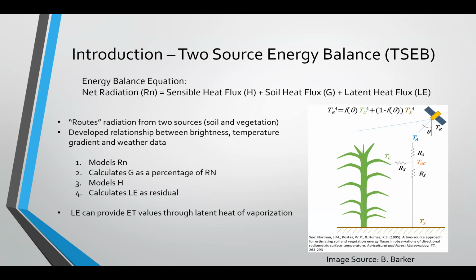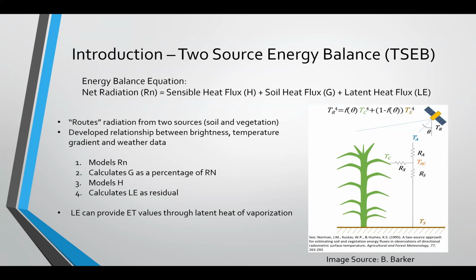So the model that I worked on trying to prepare data for is the two-source energy balance model. It quantifies ET through an energy balance, not through a water balance. The energy balance is at the top of the screen there: net radiation equals sensible heat flux plus soil heat flux plus latent heat flux. Sensible heat flux is the energy that is transferred from the surface into the atmosphere. Soil heat flux is the energy that's transferred from the surface down to lower layers. And then latent heat flux is the latent heat of vaporization. So that's the ET we're trying to get after.